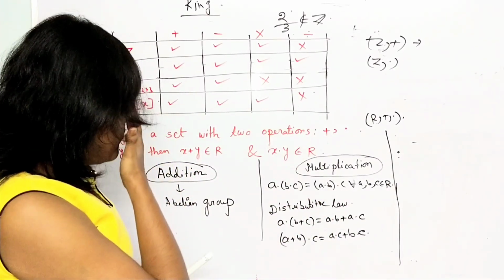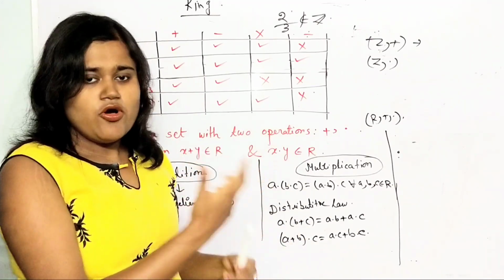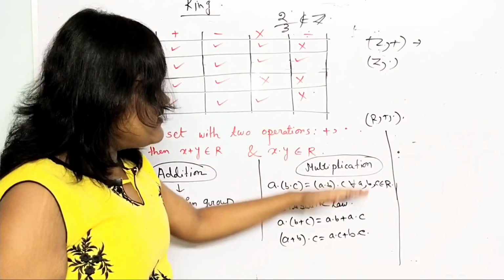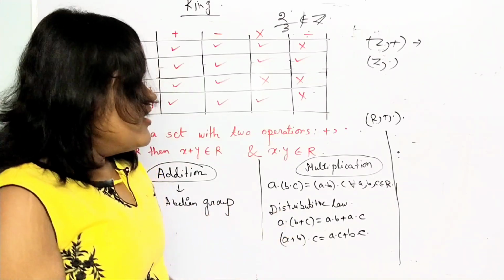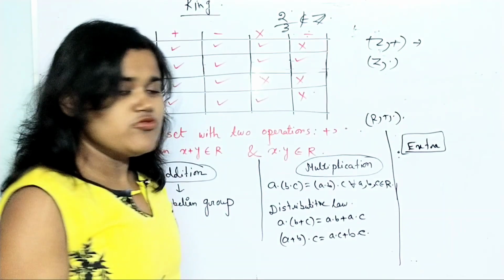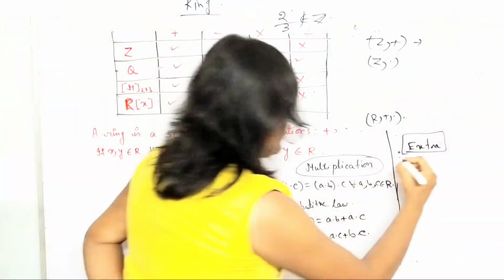Now, in order to form a group with respect to multiplication, there are some extra conditions needed, which are not required to be a ring. What are those extra conditions? Can you tell me? Yes, one extra condition is 1 dot u equals u for all u belonging to R, and another extra condition is u dot v equals 1 for some u, v belonging to R. These two properties are not required to form a ring.